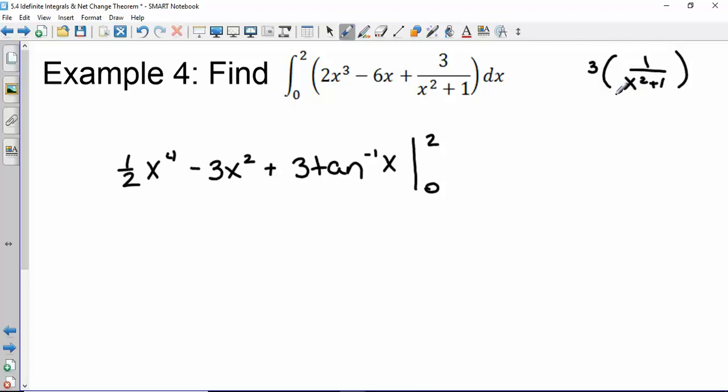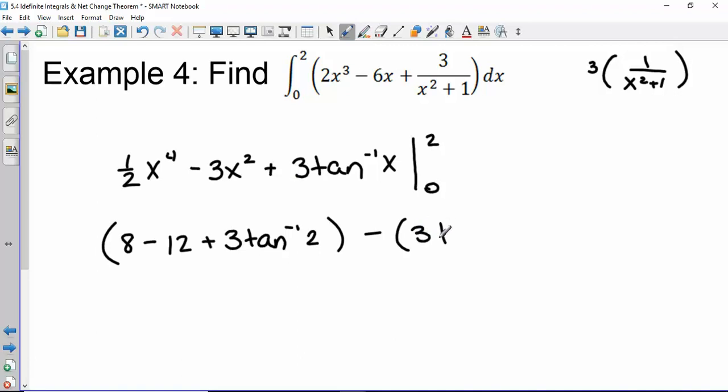So, now we can plug in. 2 to the 4th times 1/2 would be 8 minus 12 plus 3 tangent inverse of 2, minus, we put in 0, we get 0 plus 3 times the tangent inverse 0.